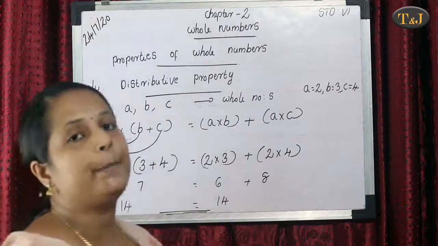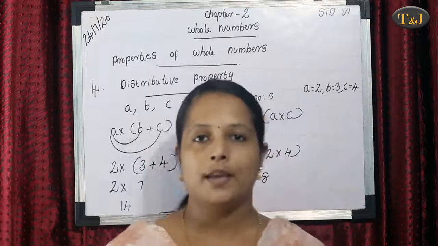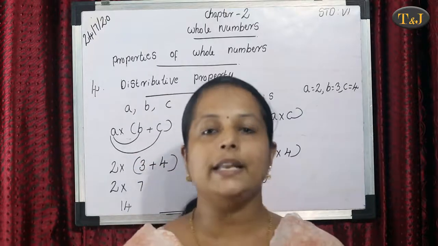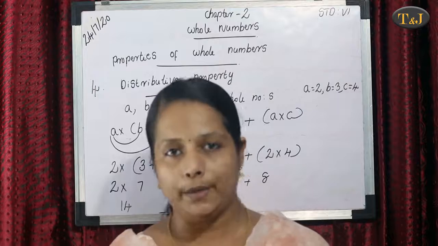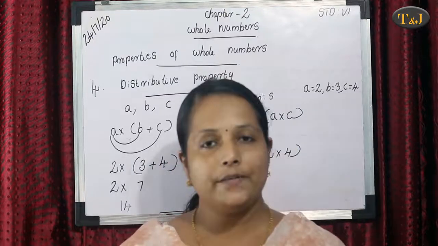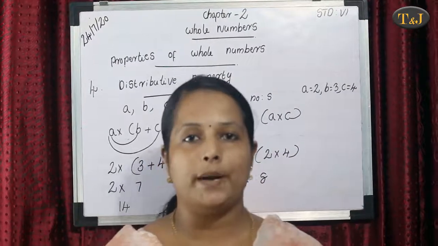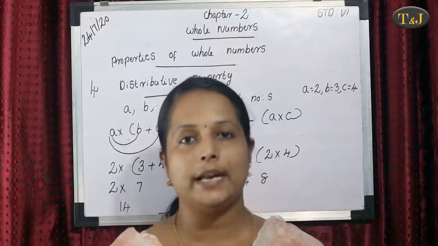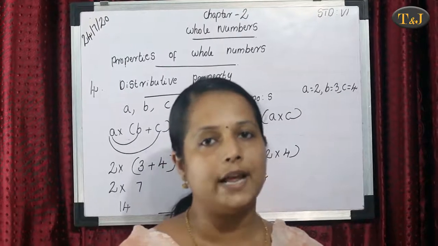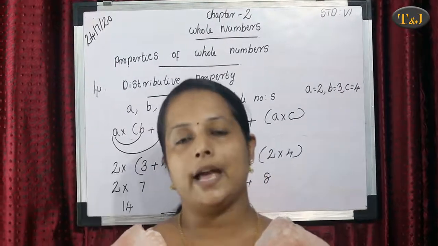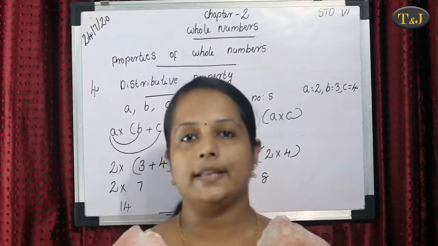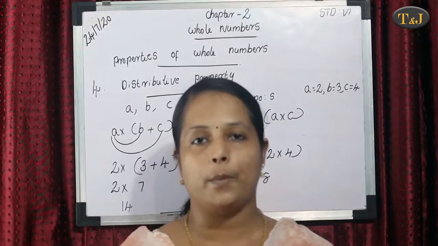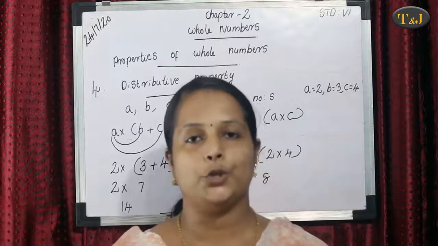Distributive property is a very important property. Distributive property means that A, B, C are three whole numbers, then A cross B plus C equals A cross B plus A cross C. Then we substitute the values of that property, and we get both side answers the same. That means the left hand side answer is the same as the right hand side answer. So we know that LHS equals RHS. A very important property of whole numbers is the distributive property.